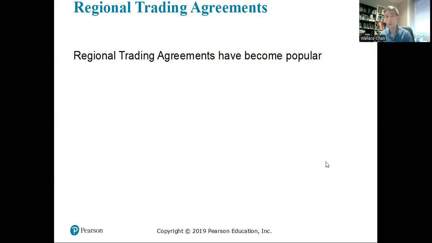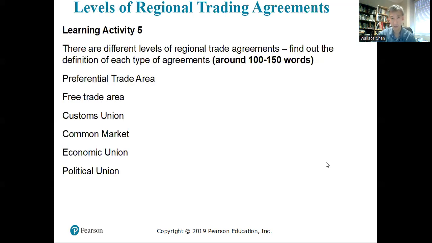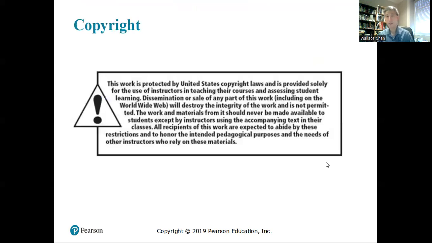It turns out that regional trading agreements have become popular. That means rather than having 150 countries negotiate an agreement, it's probably easier for the countries that are in the same region to come up with a trading agreement. One classic example is the free trade agreement among Canada, United States, and Mexico. Now, there are different levels of international trade agreement. So we will talk about that.